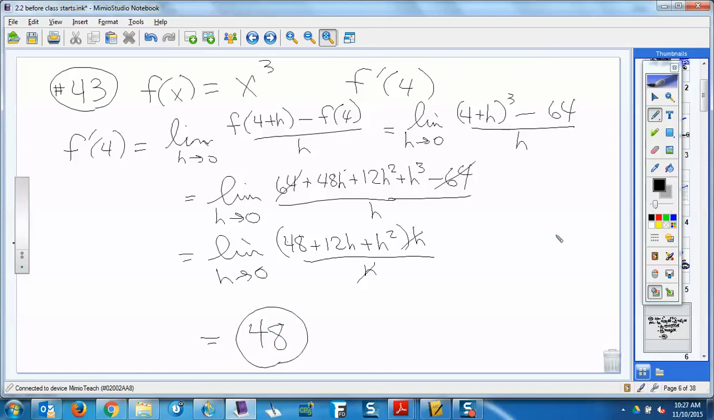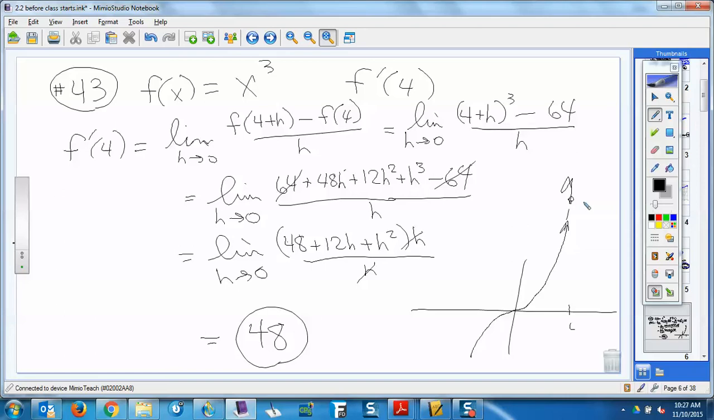Now, if you think about it, the x cubed graph, what does that 48 mean? What's that mean? Slope of the x cubed graph at 4. So if you think of the x cubed graph, it comes up, it's flat, it goes like this, and out here at 4, does it make sense that the slope might be 48? It's getting really steep, and so that makes perfect sense. We would get 48. Okay? And that is the slope at that point.